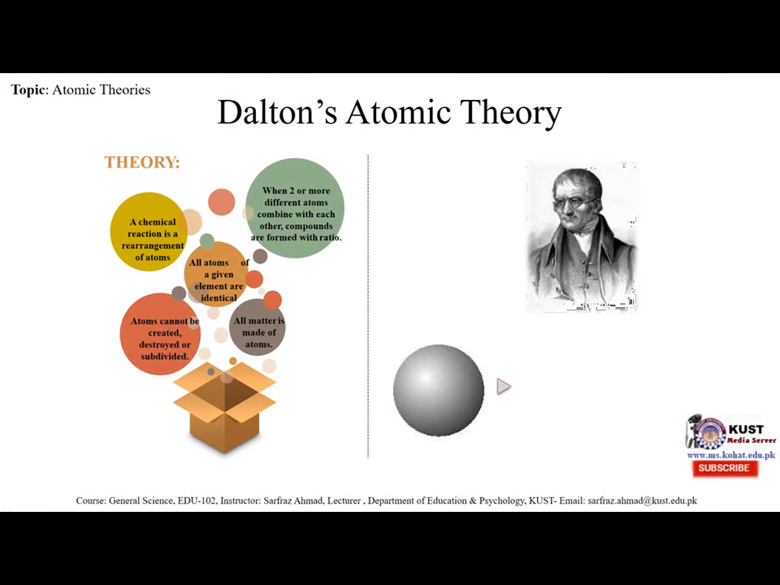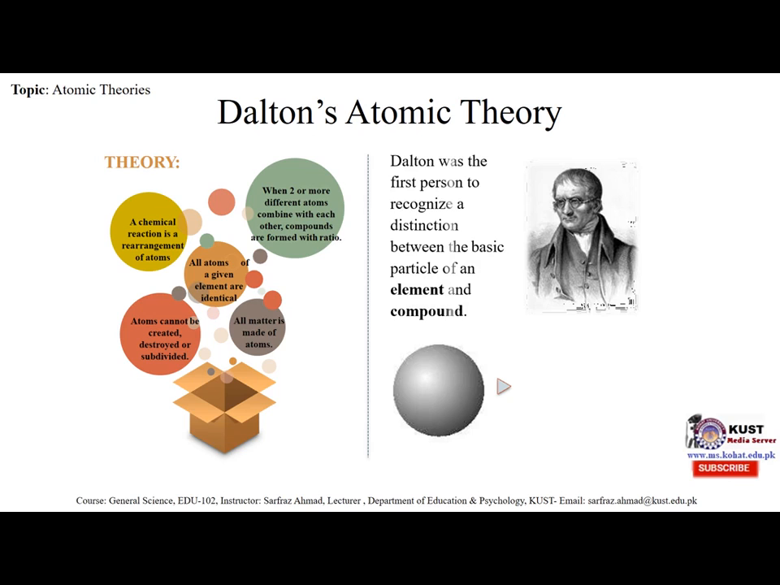Then comes Dalton's atomic theory. This theory says that a chemical reaction is the rearrangement of atoms. Atoms cannot be created, destroyed, or subdivided. All atoms of a given element are identical. All matter is made up of atoms. When two or more different atoms combine with each other, compounds are formed with a ratio.